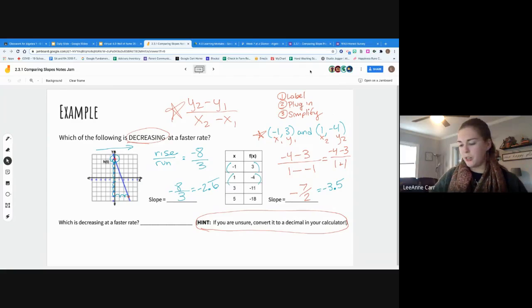Which one of those slopes is the bigger negative number? We're comparing our two answers. Which one is the bigger negative number here?